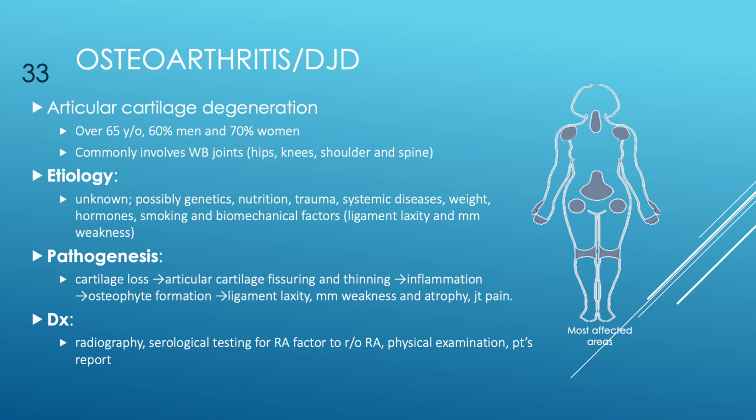OA commonly affects weight-bearing joints like the hip and knee, as well as the shoulder, spine, specifically lumbar and cervical, and certain hand joints. Etiology is multifactorial, including biomechanics, biochemistry, genetics, nutrition, weight control, estrogen use, bone density, muscle weakness, obesity, and joint laxity.